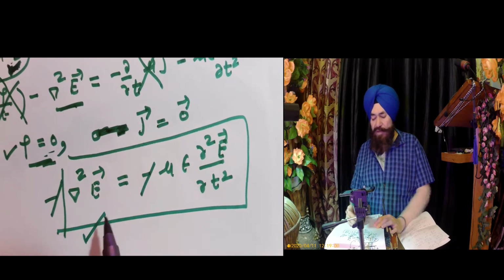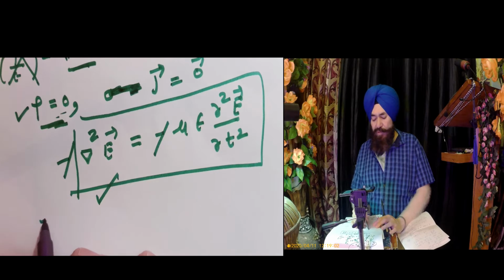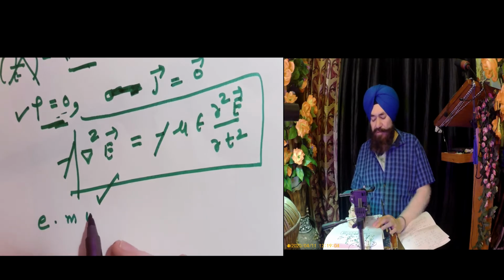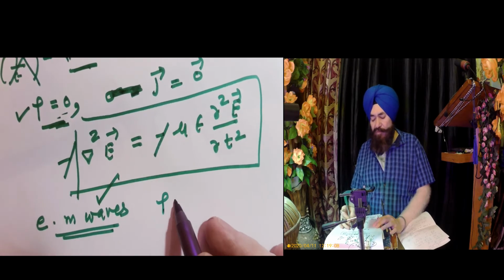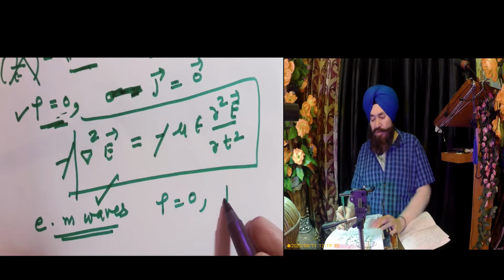for the electric field of EM waves for a medium where there is no rho, there is no J.